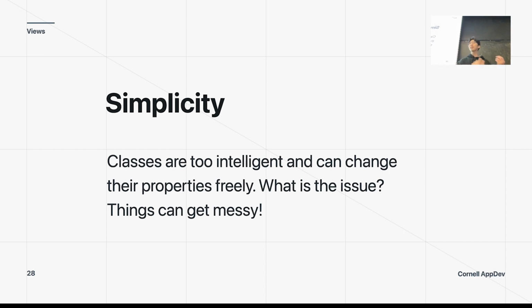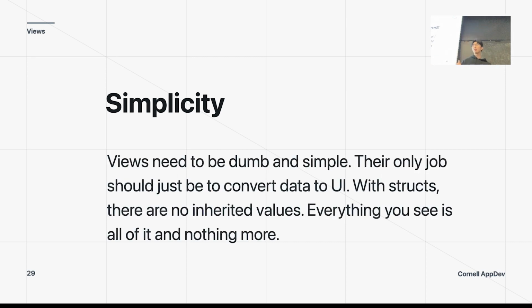There's a lot of functionality in them that we don't need. And the issue is that when things are too intelligent, they can get really, really messy. And we want our views to be dumb and simple. The only thing that they should do is convert data into UI, nothing more. We don't want our views to be really smart. We don't want it to have all these properties that we don't need. And so our views need to be just views, nothing more.